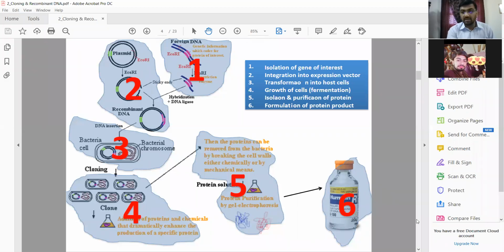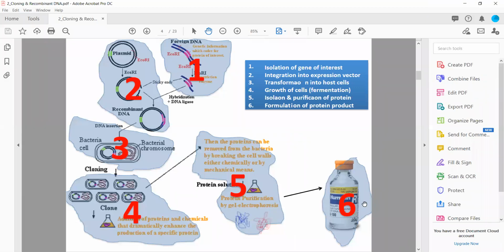After that, we will grow those bacterial cells, which we need to be replicated. After culturing, we isolate the protein and purify it, and then the last step is that we formulate a product to be delivered for human consumption.